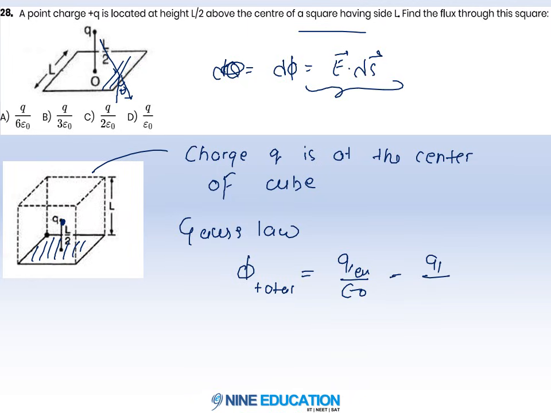So q by epsilon naught. And since this flux is passing through six faces, the flux through one face becomes 1 by 6 q by epsilon naught. So which option is correct? Option A is correct.